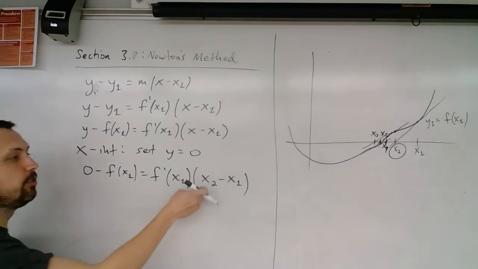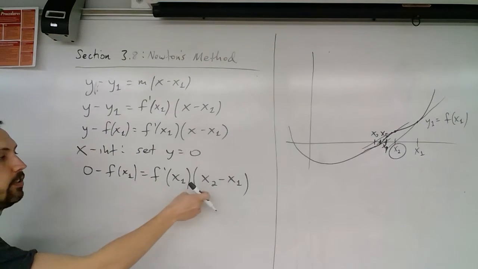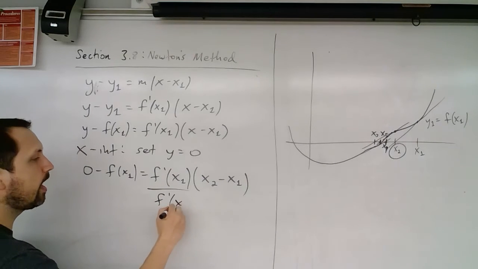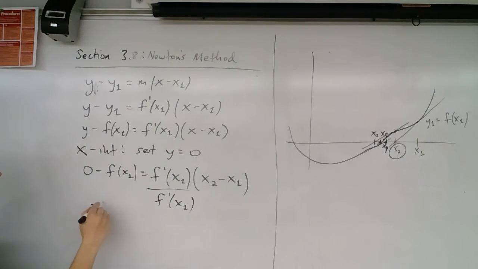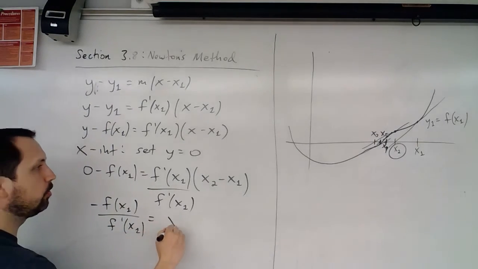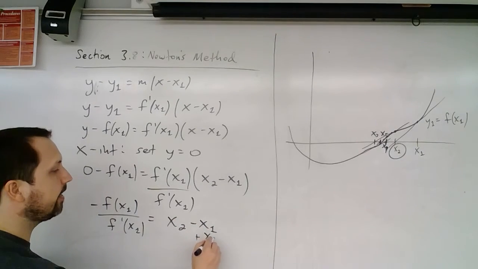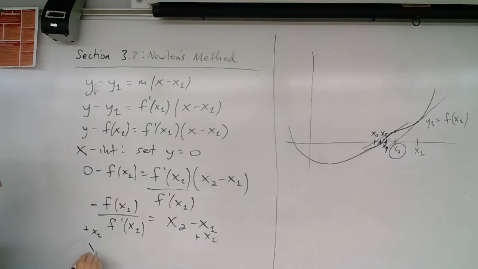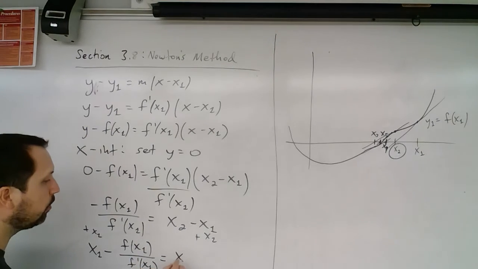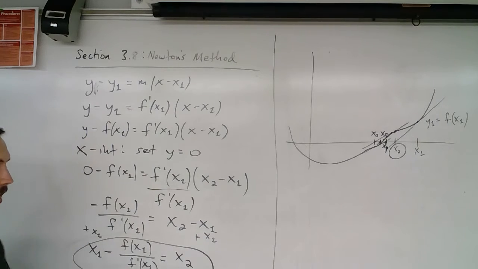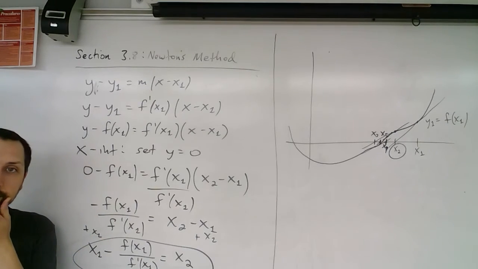So what we can now do is solve for x2. Right? So we can solve for x2 by simply dividing by f prime. So this obviously goes to 0. I'm going to get negative f of x1 divided by f prime at x1 is equal to x2 minus x1. I add this term over here. So I have x1 minus f of x1 divided by f prime of x1 is equal to x2. So this formula is exactly how we can now calculate what x2 is, using only information about x1.